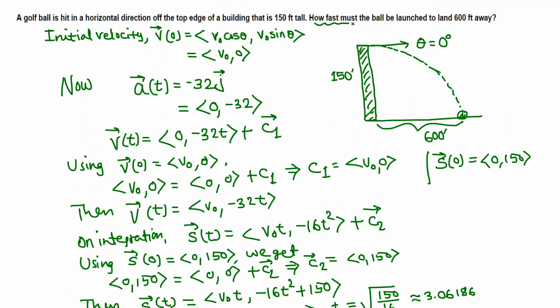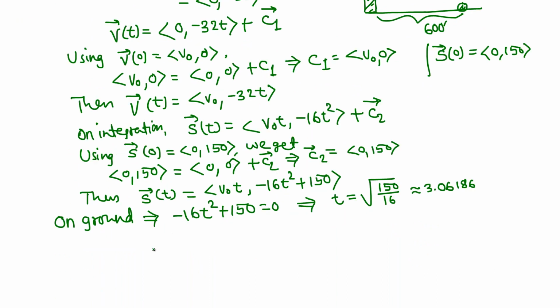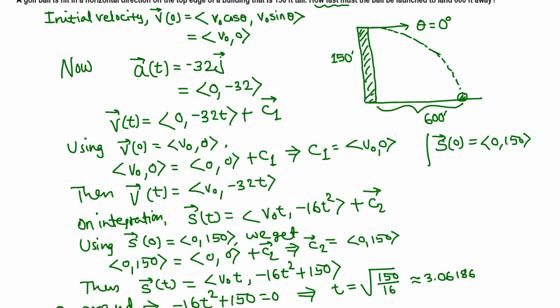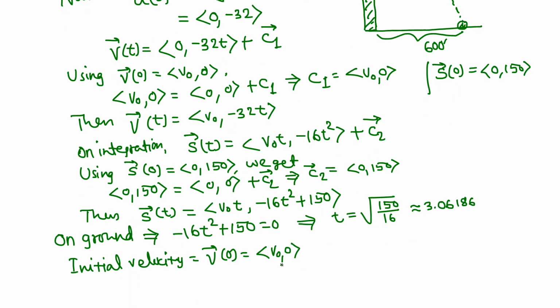Now we need to find the initial speed. Let's find the initial velocity first, and we take its magnitude to find the initial speed. But we don't know v naught, that's why we are doing all these steps. This is the position at any time t of the golf ball, and we know that the golf ball hits the ground after 3.06186 seconds. If we use this t here, we get the horizontal span, which is 600 feet. From here, we can find the value of v naught.